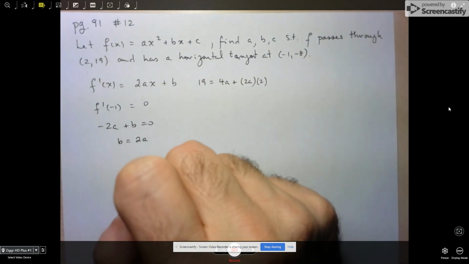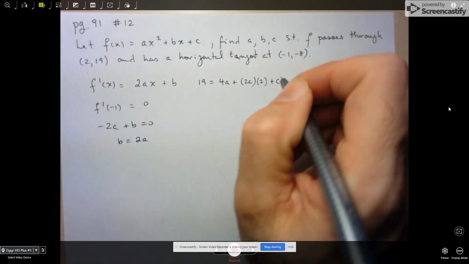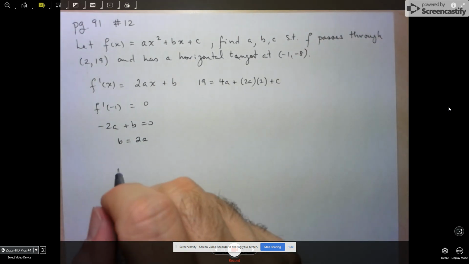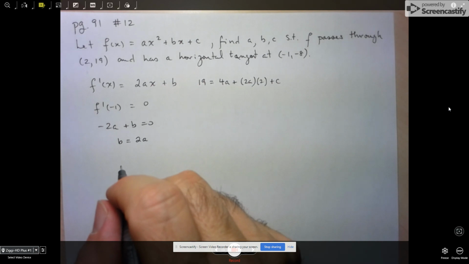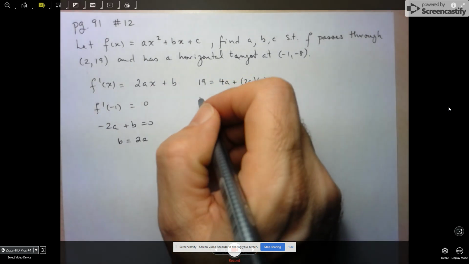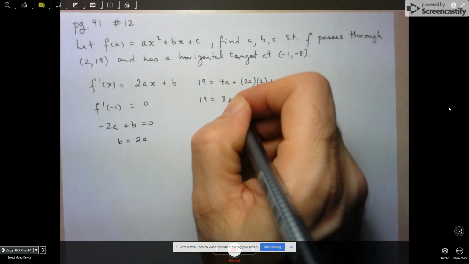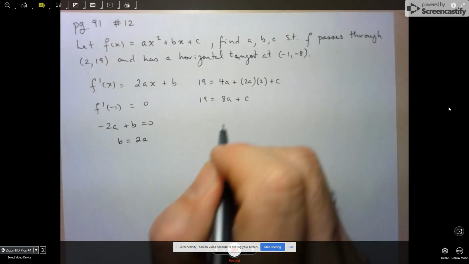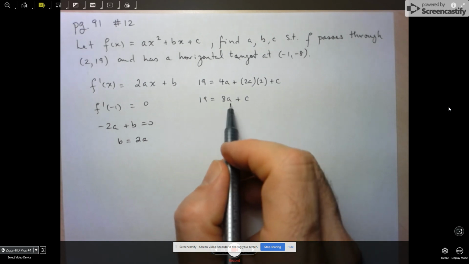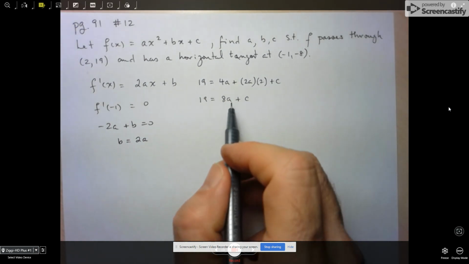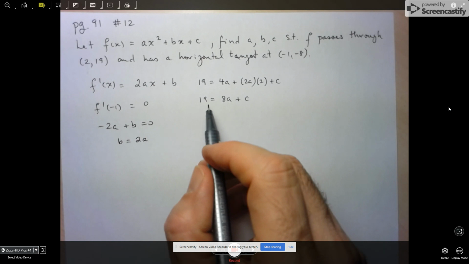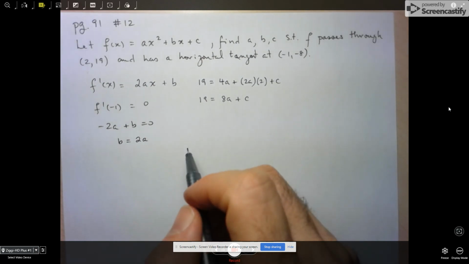All right. And then here we have plus c. So let's just simplify that a little bit and let's see what we get. Well, we get 19 is equal to, well, 4a plus 4a is 8a, okay, plus c. And what we have is an equation with these two unknowns. All right, so chances are we're going to need to solve a system of equations.